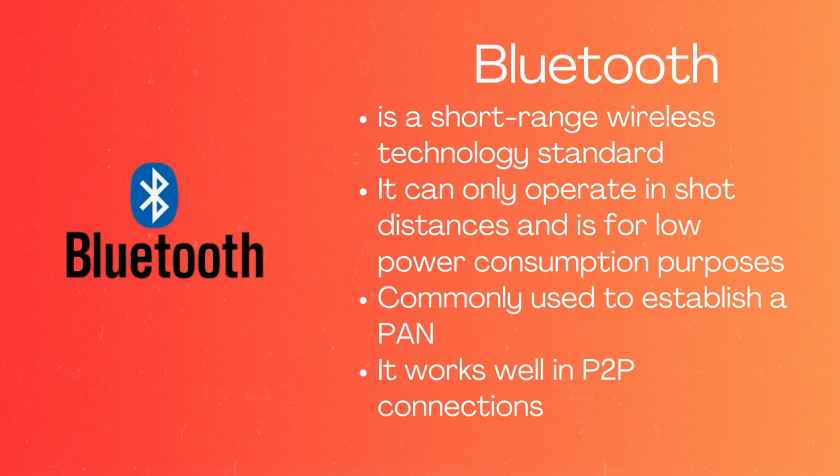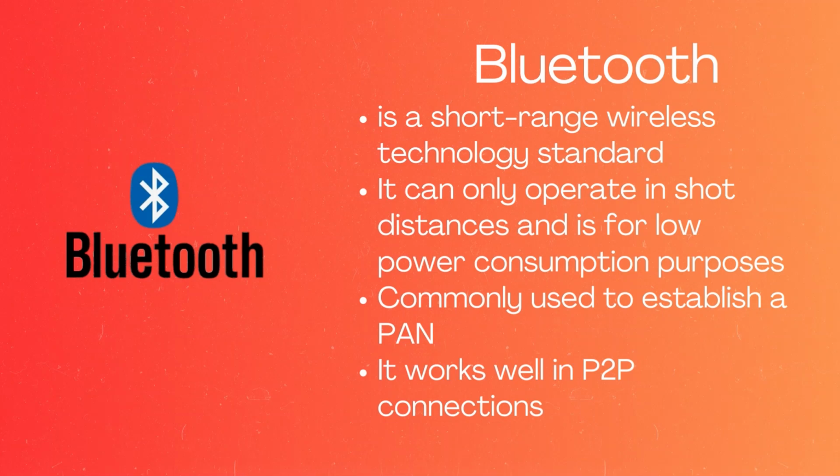Next, we will look at the Bluetooth network communication protocol. Bluetooth is also a radio wave protocol like Wi-Fi, but it is designed for short-range wireless usage. The wireless devices have to be within a few meters for them to communicate. And similar to Zigbee, it is designed for low power consumption purposes, and it's commonly used in personal area networks.